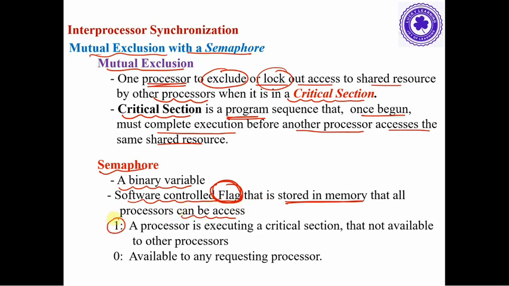It will be 1 when a processor is executing a critical section that is not available to other processes. When the semaphore is 1, it means that some processor is already executing the critical section, and that critical section is not available to other processes. When it is 0, it is available to any requesting process. When the semaphore bit is 0, no other process is executing the critical section.